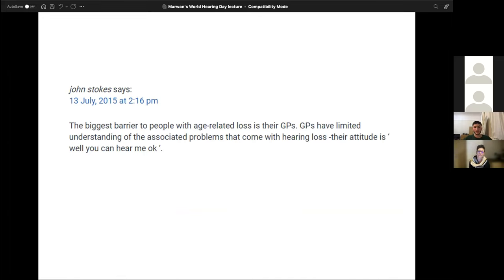So this online user commented that the biggest barrier to people with age-related, I'm assuming hearing loss, is their GPs. GPs have limited understanding of the associated problems that come with hearing loss. Their attitude is, well, you can hear me okay.